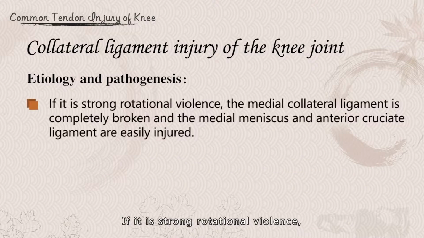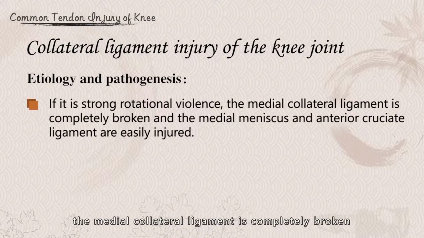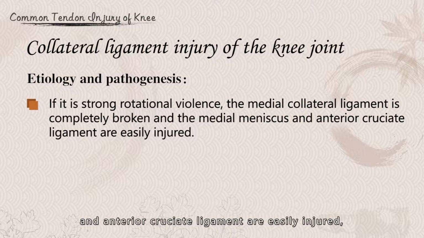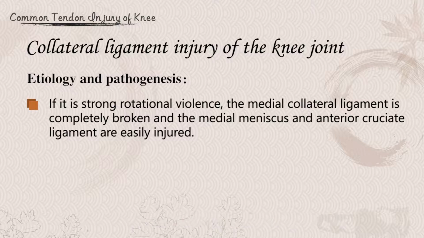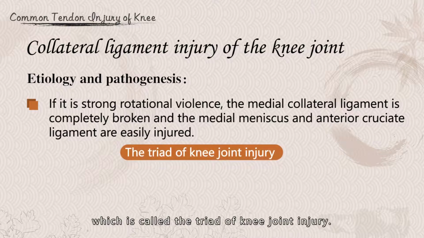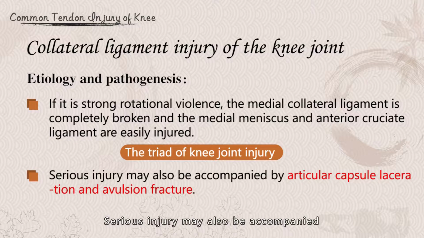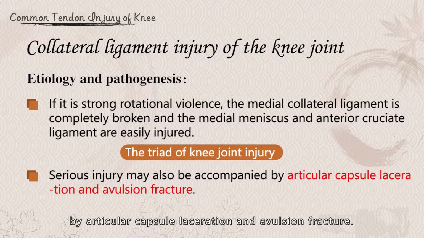If it is strong rotational violence, the medial collateral ligament is completely broken, and the medial meniscus and anterior cruciate ligament are easily injured, which is called the triad of knee joint injury. Serious injury may also be accompanied by articular capsule laceration and avulsion fracture. Next, let's look at the clinical manifestations of knee joint collateral ligament injury.